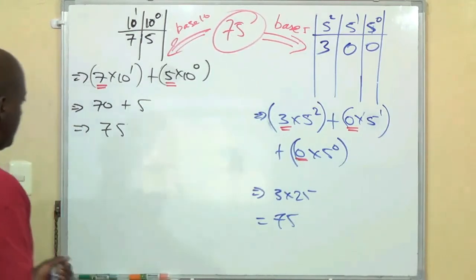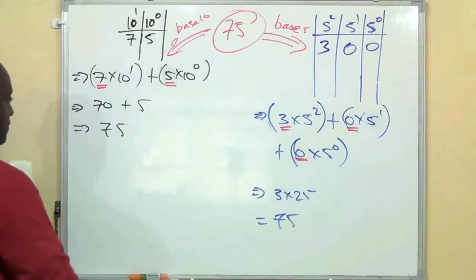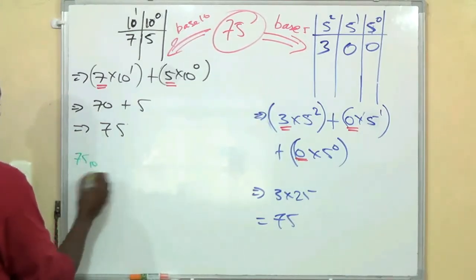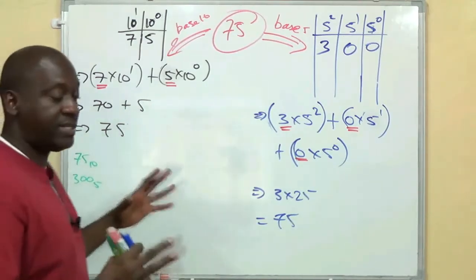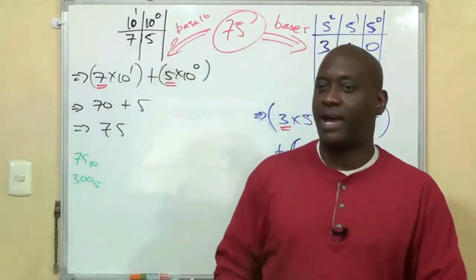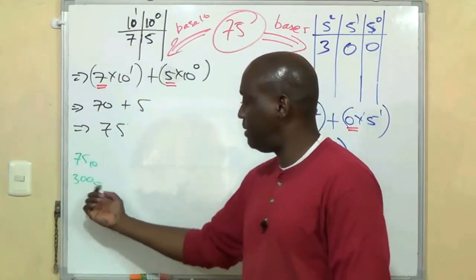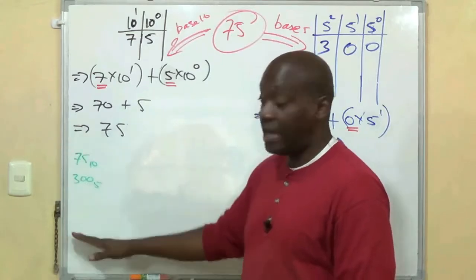So let me just put it. We could change the ink here now. 75 base 10. In base 5 it is 300 in base 5. I shouldn't even say 300, because as soon as I say 100, that's base 10 immediately. So if we're talking about base 5, I cannot come here and say 300. I need to say 300 in base 5, 75 in base 10, and we're continuing.